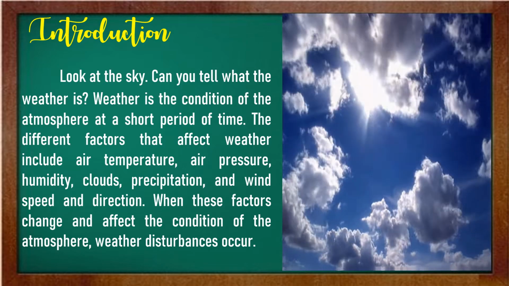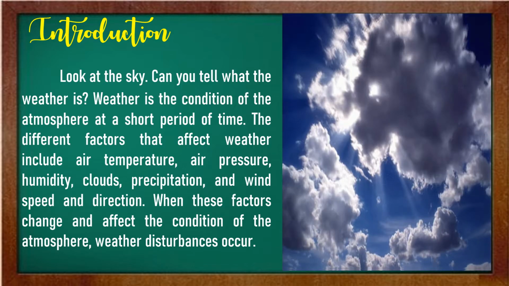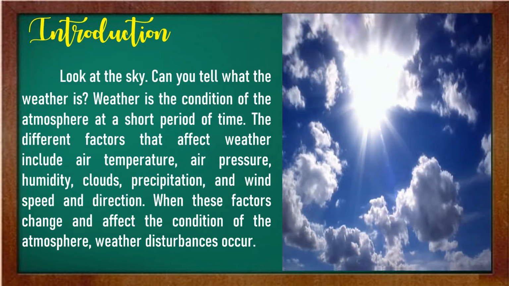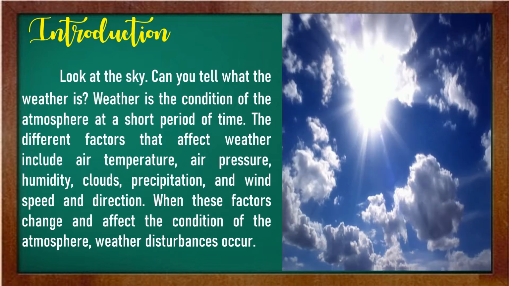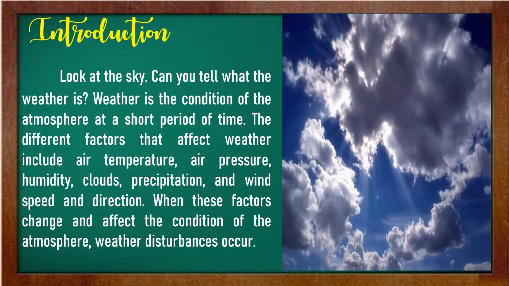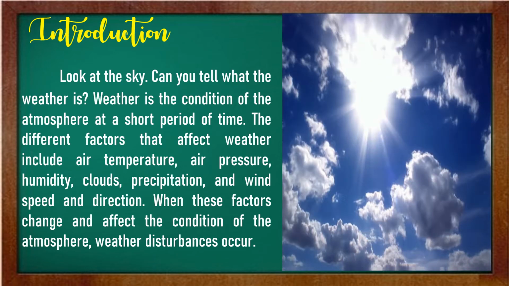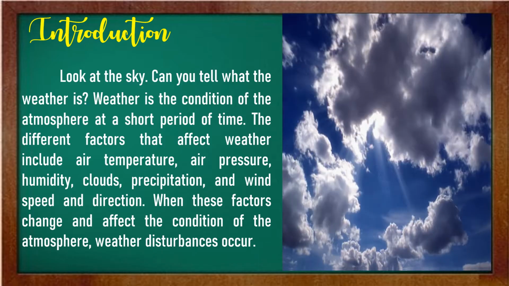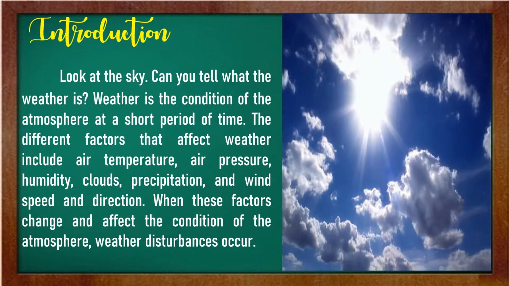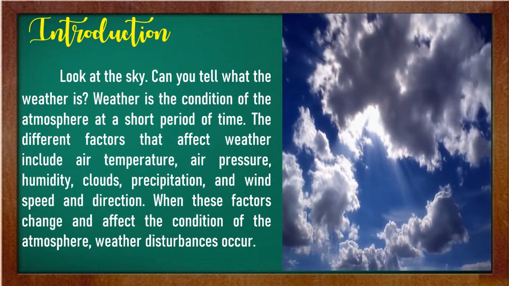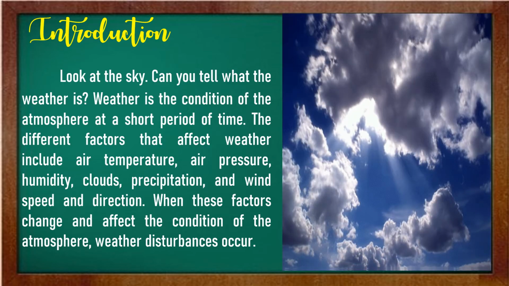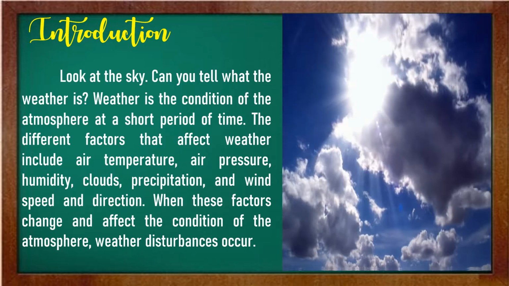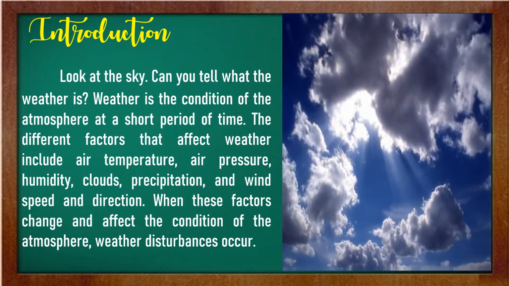Look at the sky. Can you tell what the weather is? Weather is the condition of the atmosphere at a short period of time. The different factors that affect weather include air temperature, air pressure, humidity, clouds, precipitation, and wind speed and direction. When these factors change and affect the condition of the atmosphere, weather disturbances occur.